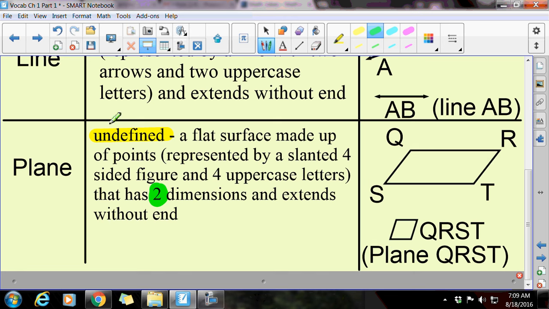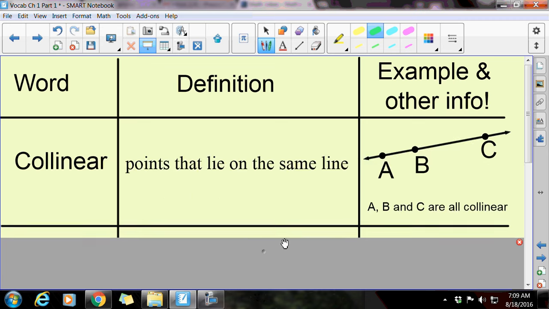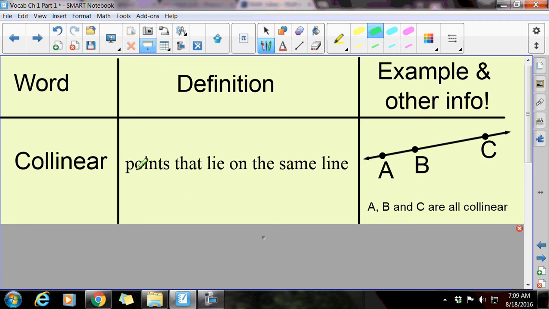Okay, if you need to go back to this page, I may go into the next page, hit pause, rewind, do whatever you need to do. Next word, collinear. Collinear are points that lie on the same line. So point A, B, and C here are called collinear because they all are lying on the same line.